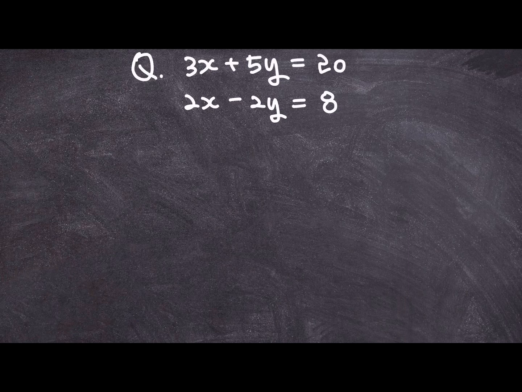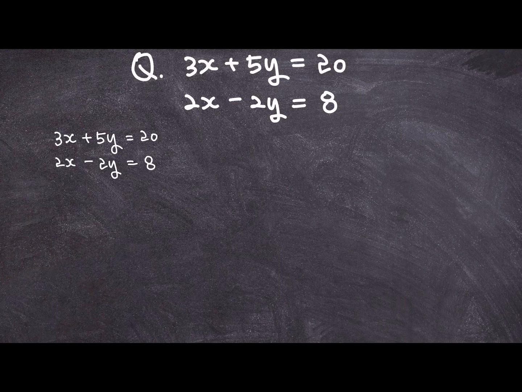So let me just copy down the two equations that I have. 3x plus 5y is equal to 20. And the second one goes like this. 2x minus 2y is equal to 8. Now, I can choose to eliminate x or I can choose to eliminate y. But off the top of my head, I think eliminating x will be easier because numbers look smaller. So I'll go ahead and do that.